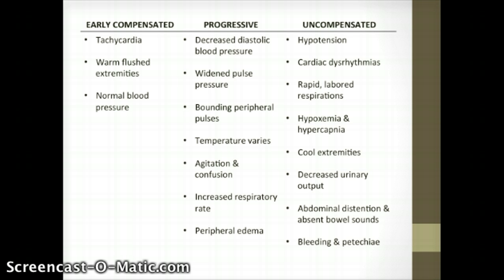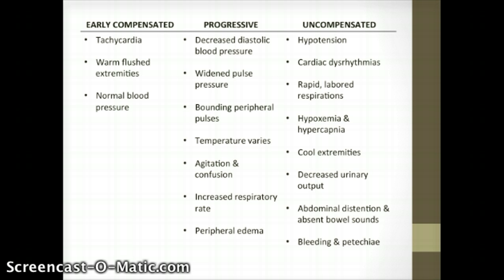In late uncompensated septic shock, widespread organ dysfunction is apparent. Upon assessment, patients will be hypotensive as their systolic blood pressure will fall below 90. They'll develop cardiac dysrhythmias, respirations become even more rapid and also labored. Upon auscultation, you may hear rales and the patient may have pink frothy sputum.